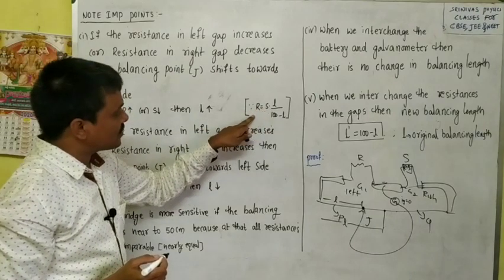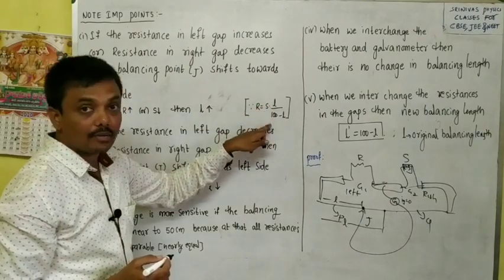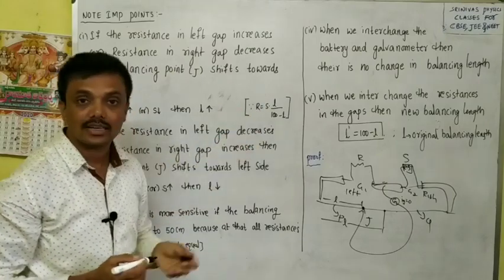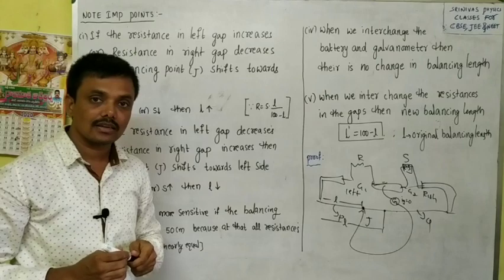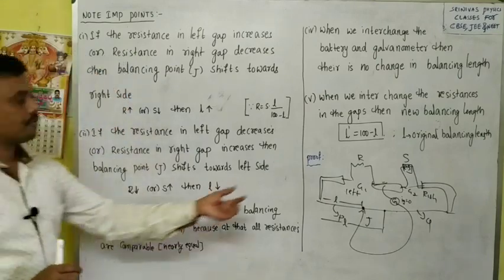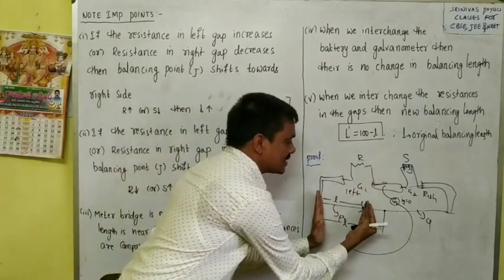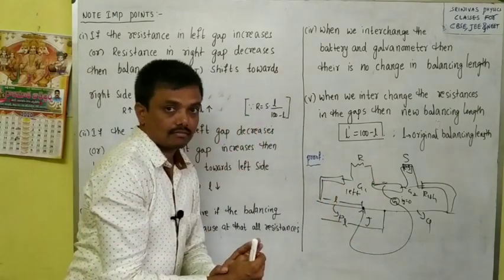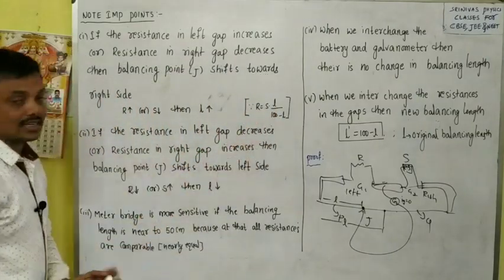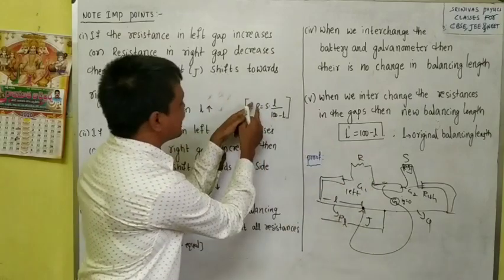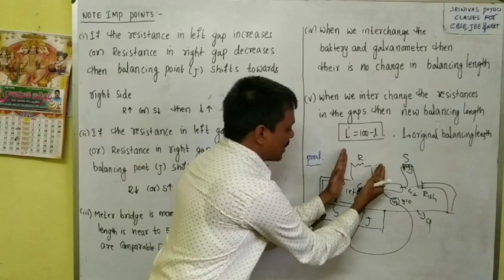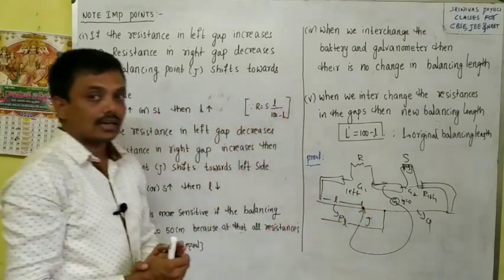If we take S to the left side, R by S equals L by 100 minus L. That means L is inversely proportional to S. When S increases, L decreases, and if S decreases, L increases. Simple. If the resistance in the left gap increases, the left side length increases. And if the resistance in the left gap decreases, R is decreasing, then automatically L will decrease because R is proportional to L. When the resistance in the left gap decreases, the balancing length also decreases.